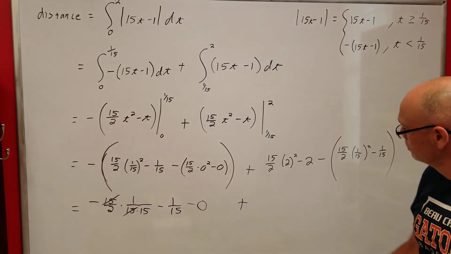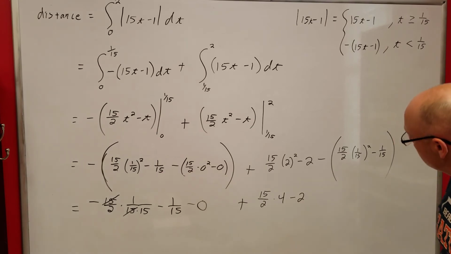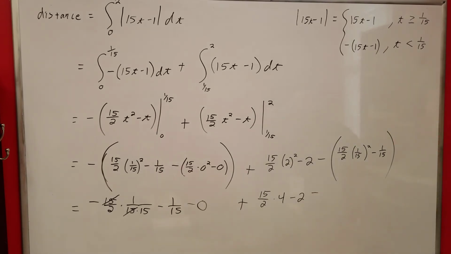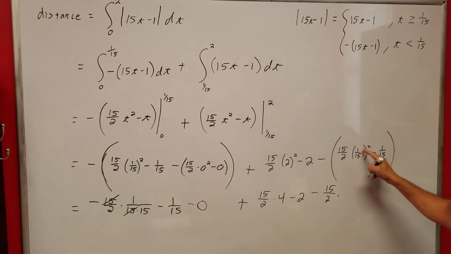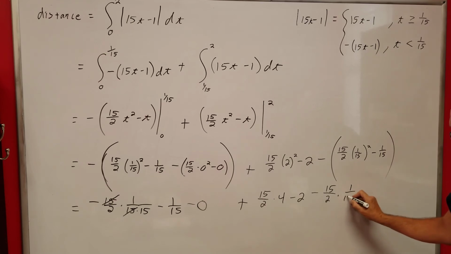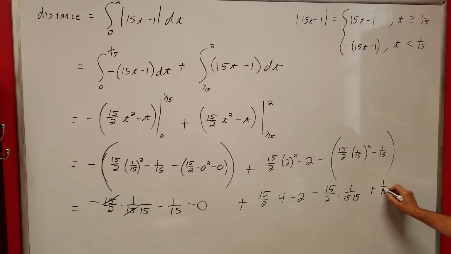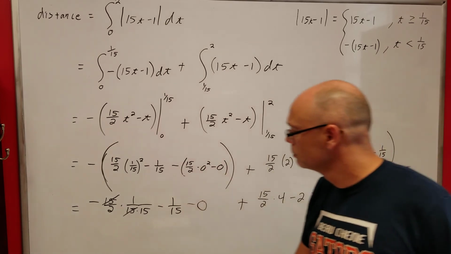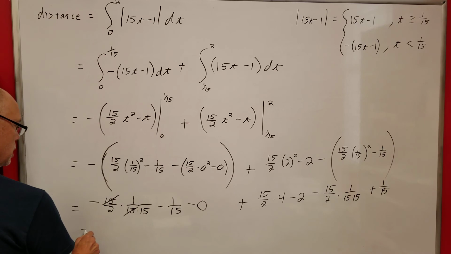Plus, what is this? 15 halves times 4 minus 2, minus, could I do the same thing here? Say that's 15 halves times 1 squared is 1. 15 squared can be written as 15 times 15, plus 1 over 15. Now where did I get the plus? Because I distributed what? That negative there. I wonder if I could write one more line below here. I think so. So what does this give me?